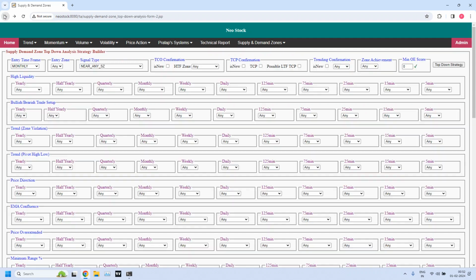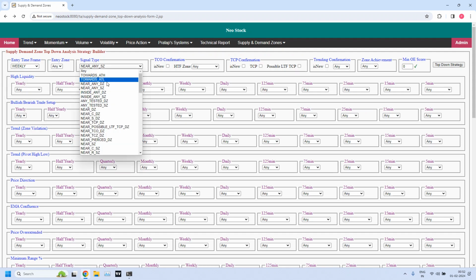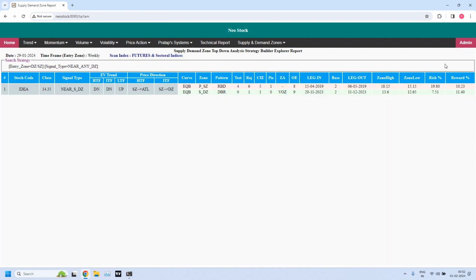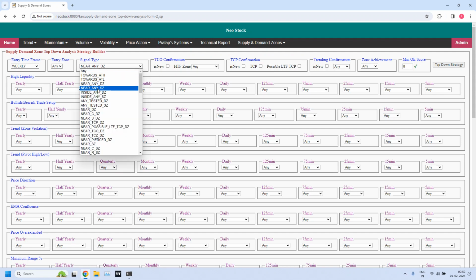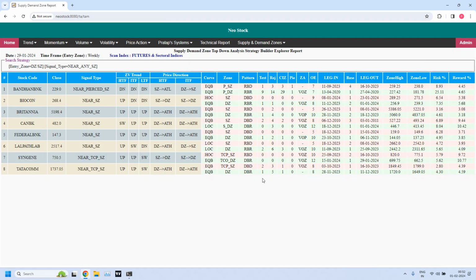So let's go back. Let me change the time frame to weekly, and let us find the stocks near weekly demand zone. One stock is filtered, which is near weekly demand zone. Now weekly time frame, let us find the stocks near weekly supply zone. So 8 stocks are filtered near to the weekly supply zone.